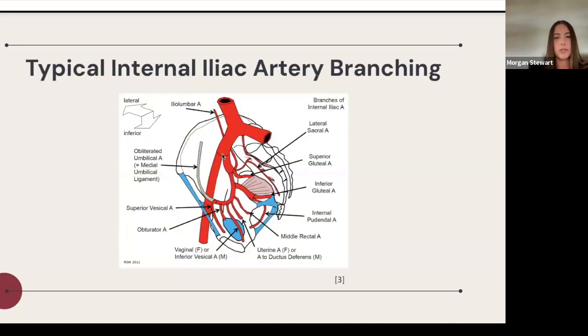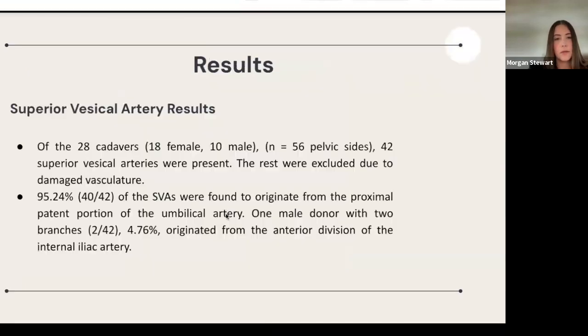Here is a picture from a radiology journal that gives you the typical textbook anatomy of both the anterior and posterior divisions of the internal iliac. Here you can see the superior vesical is more toward the distal end and is branching off right before the obliterated umbilical artery. And then we have the vaginal artery for females and the inferior vesical artery for males, as it's termed in most literature.